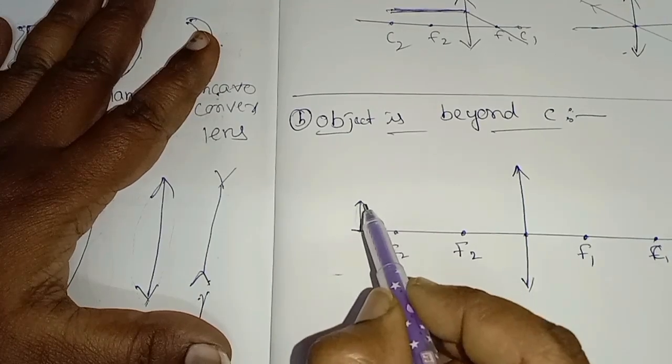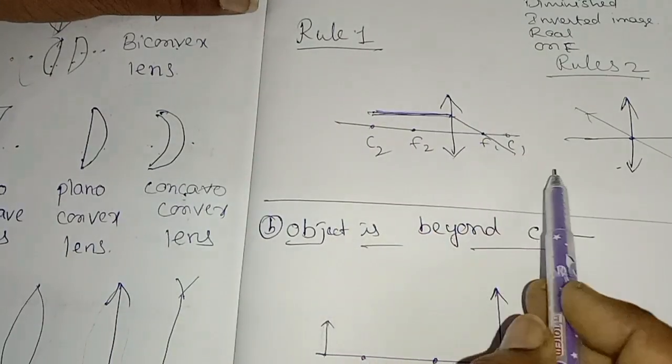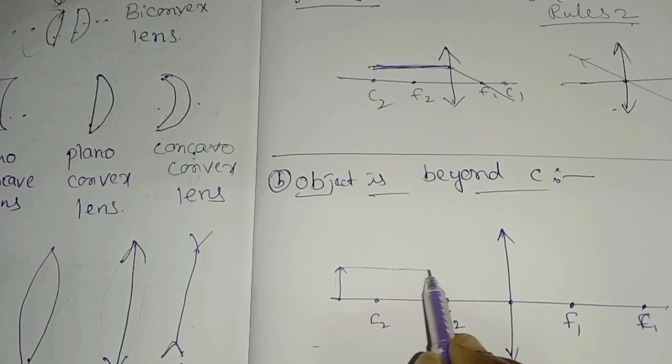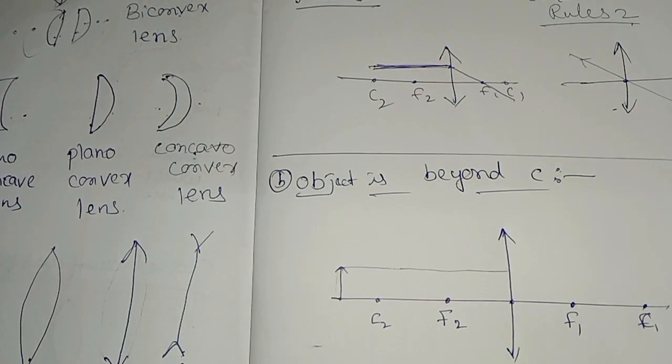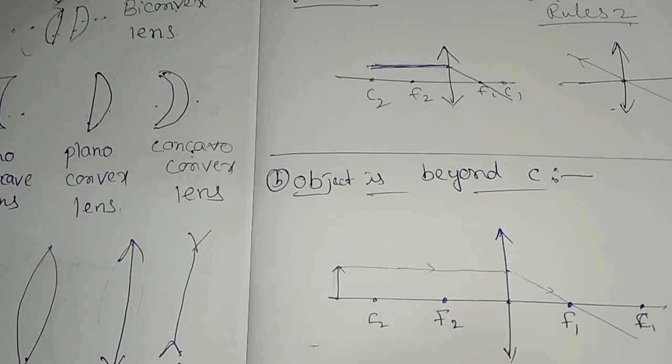Okay, now what is our first rule? Any light ray passing parallel to the principal axis refracts through focus, right? Same, use scale while you are drawing, I am not using here. It is parallel to the principal axis, and it refracts through the focus. Clear? Right.